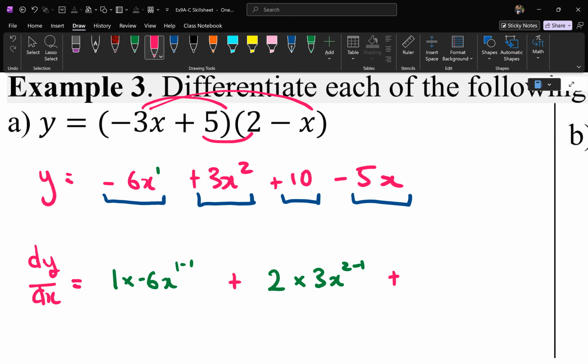This one had an x. That one had an x. Where's the x in this one? X to the power of 0. And it's hidden because 10 is the same thing as saying 10 times 1. But 1 can also be written as x power 0. So according to the rule, it'll be the same idea.